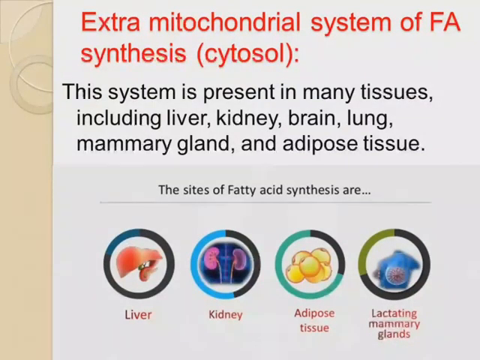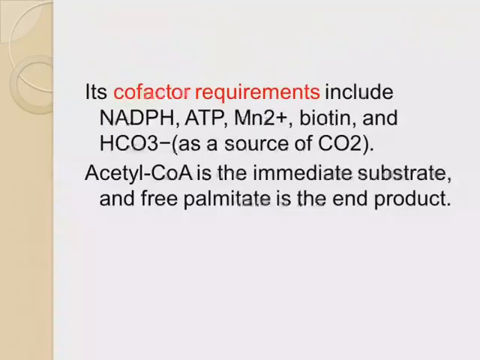This system is present in many tissues, including liver, kidney, brain, lung, mammary gland, and adipose tissue. It is present in different tissues in the body. Its cofactor requirements include NADPH, ATP, manganese, biotin, and HCO3, which is bicarbonate, as a source of CO2. Acetyl-CoA is the intermediate substrate, and the free palmitate is the end product.